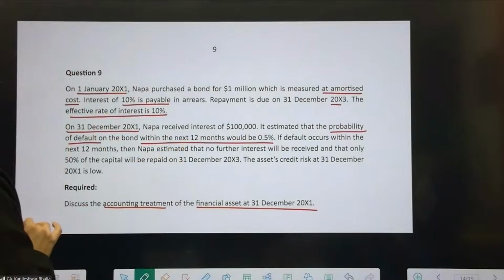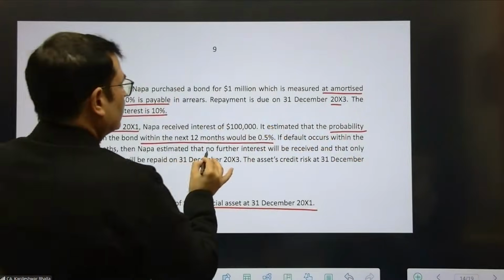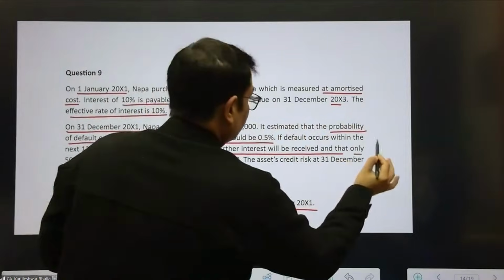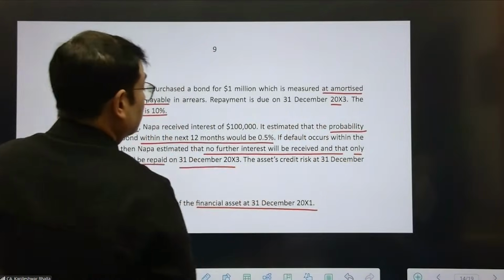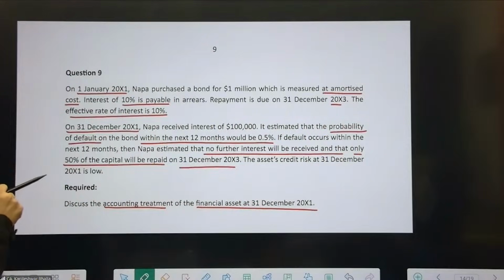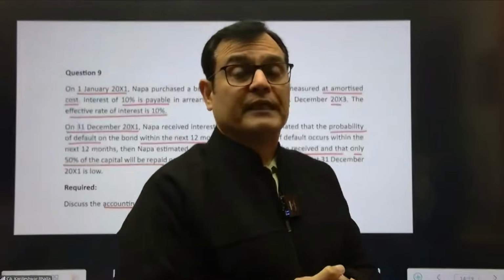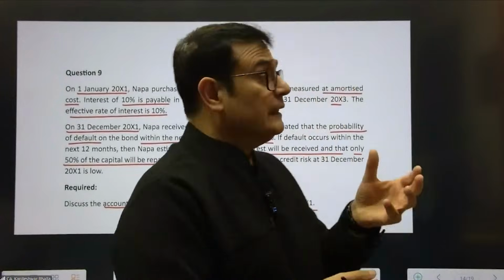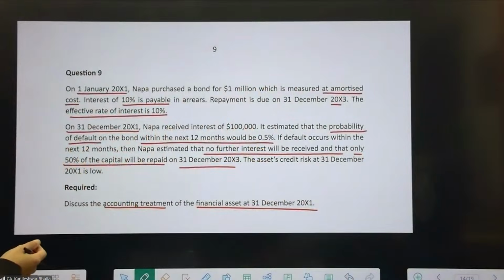ECL, that's 0.5. If the default occurs within the next 12 months, NABA estimates no further interest will be received and only 50% of the capital will be repaid on December X3, considering the conditions prevailing over the next 12 months. Considering the conditions prevailing over the next 12 months, having the historical experience and looking at a forward looking view, he's reached a conclusion that no interest will be collected and only 50% principal money will come in.